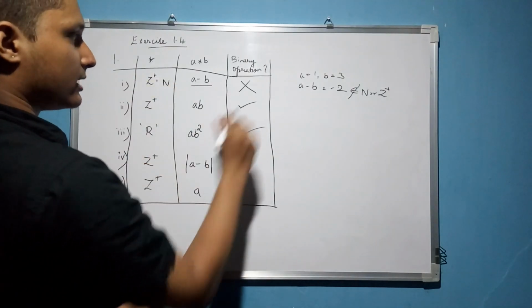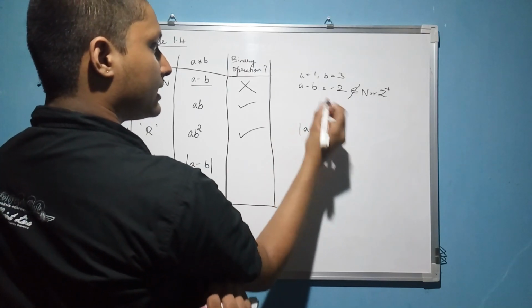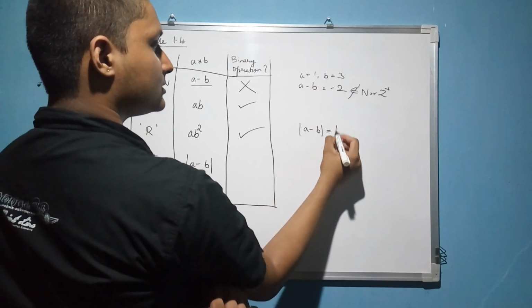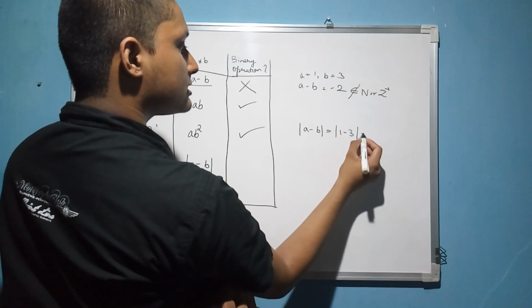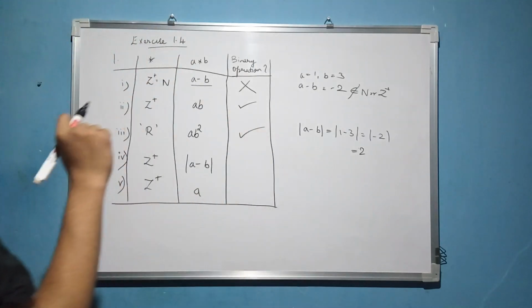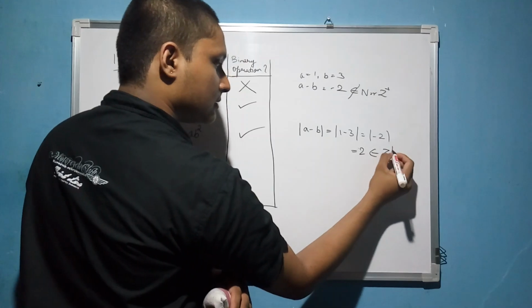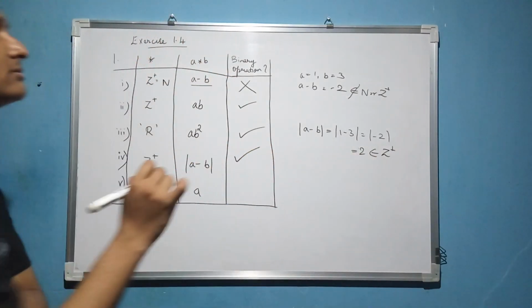Okay, I'm going to use the same example. It comes to be modulus of A minus B. A is equal to 1 and B is equal to 3. That becomes 1 minus 3, modulus of minus 2, which comes to be 2. But 2 belongs to Z plus, right? Therefore, this is also a binary operation.